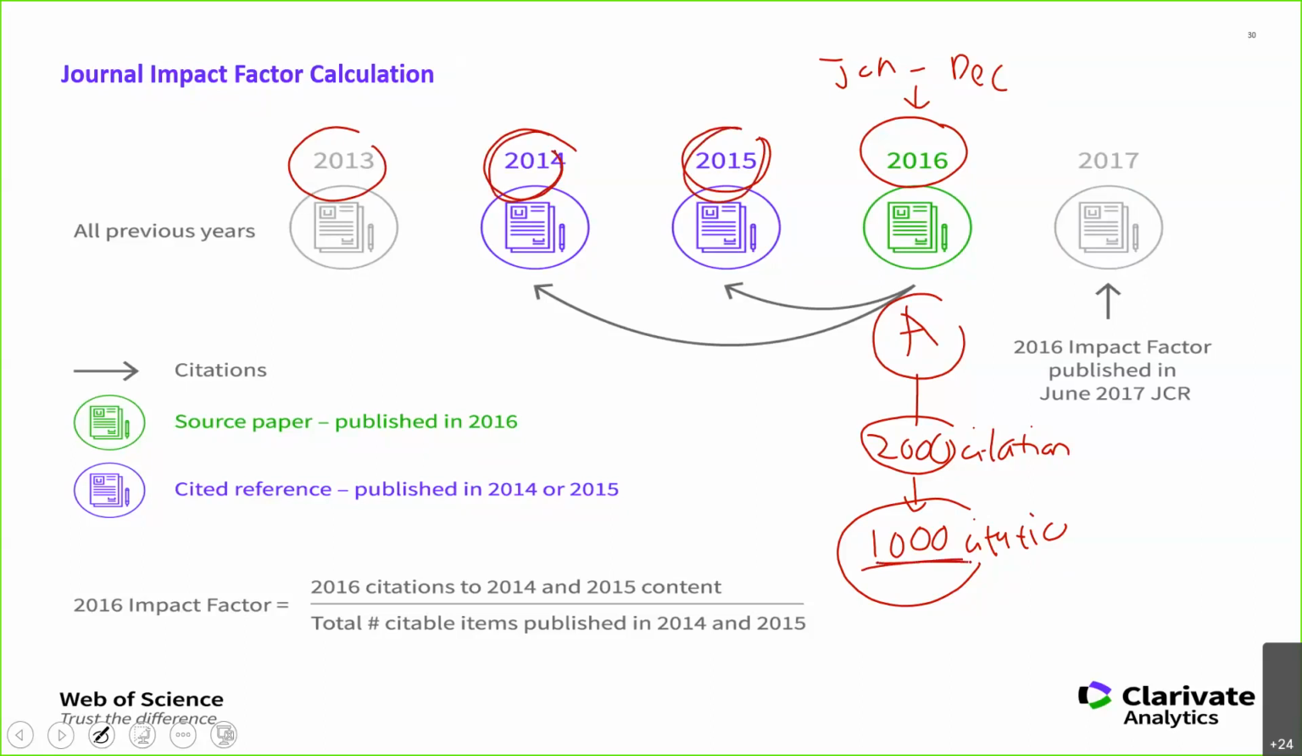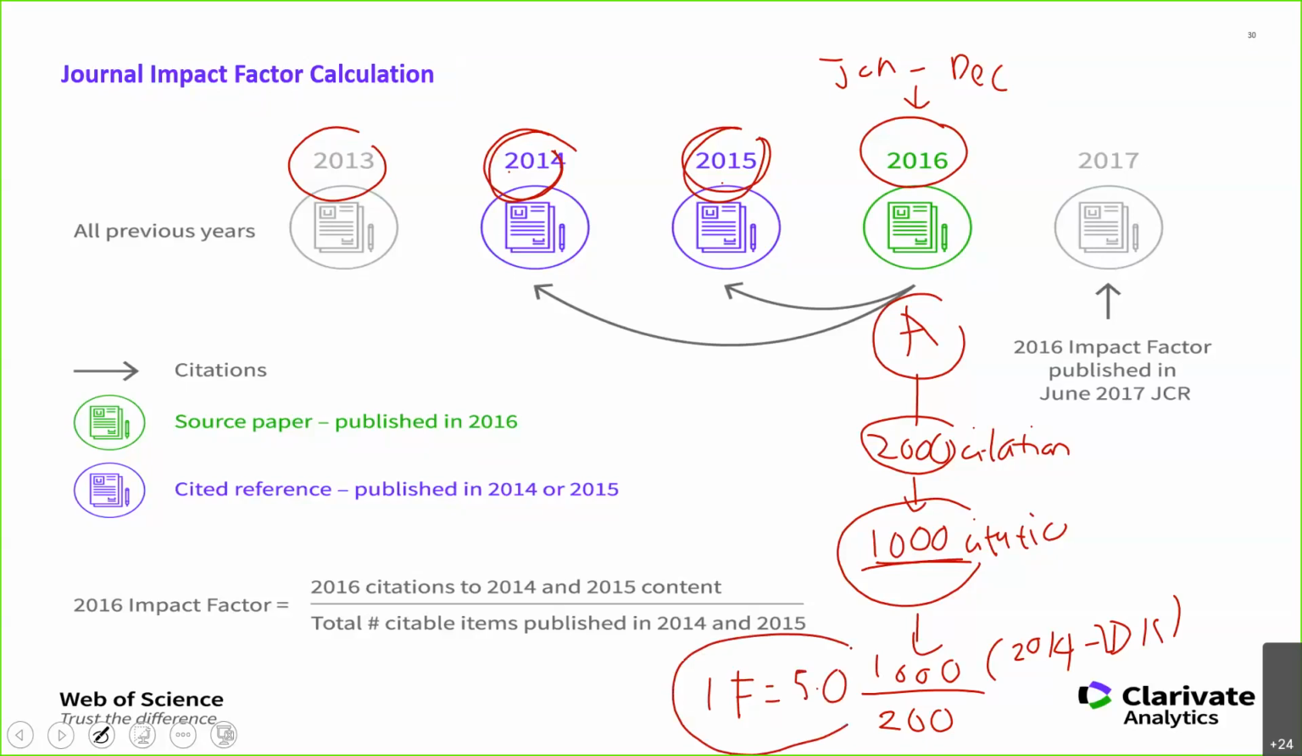So the impact factor is calculated by taking these 1,000 citations to papers from 2014 and 2015, divided by the total publications in both 2014 and 2015. Let's say they have 200 papers. So what's the answer? Tell me, 1,000 divided by 200. The answer is 5.0. So it means that if you have your paper published in this journal, you have a potential of 5 citations per year per paper.